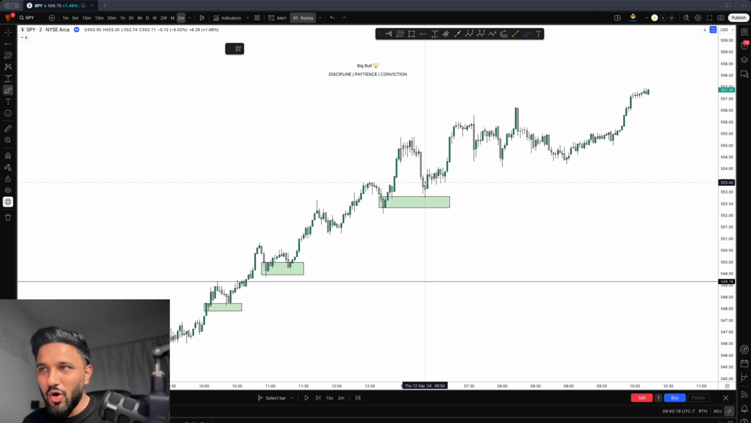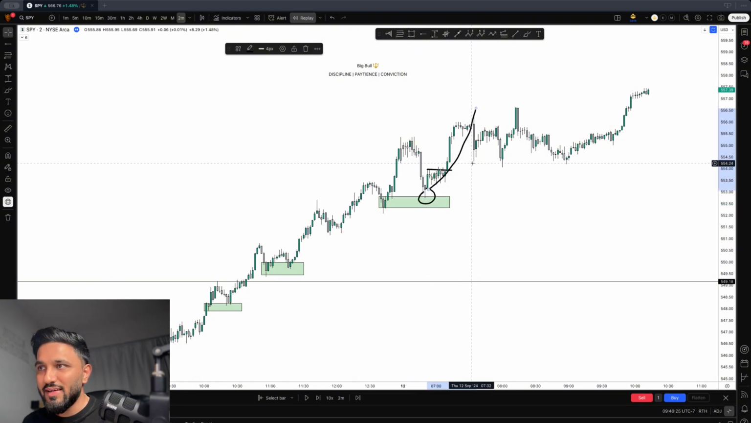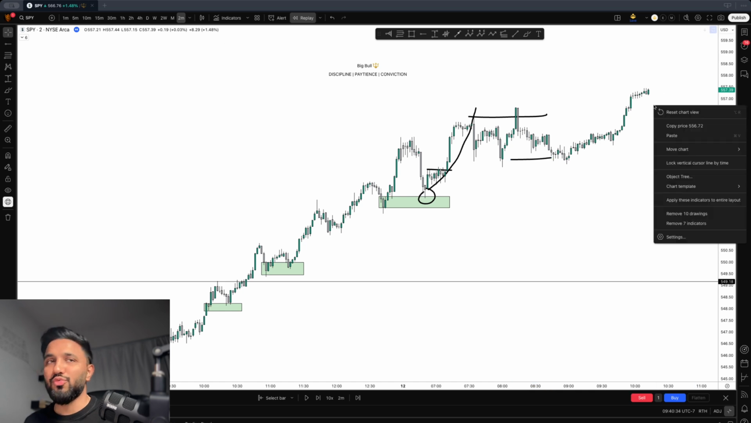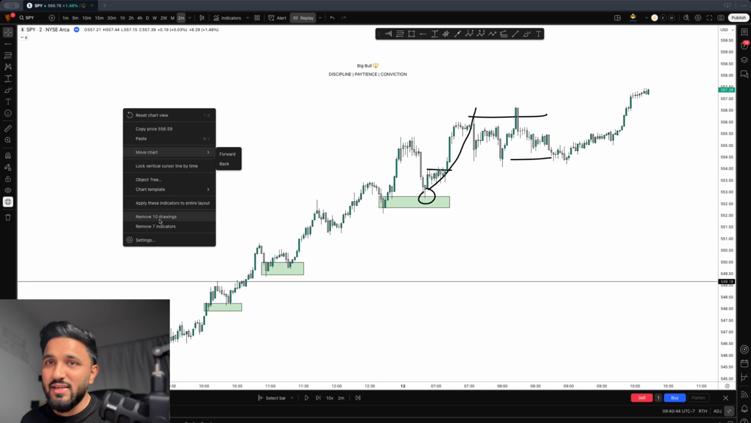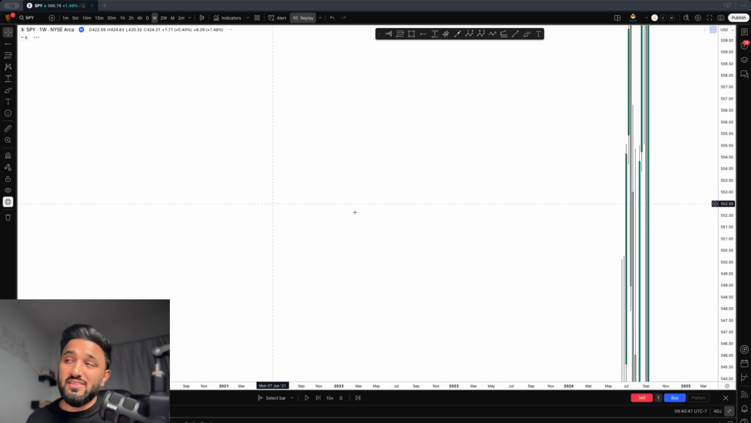Price comes to the liquidity pocket, bounces off it, breaking structure. There goes our stop loss. Boom, new highs. Right here, liquidity sweep closed above, new highs again. Price came back, liquidity sweep, moves higher. Again, guys, that's exactly how the price moves, regardless of the time frame. Doesn't matter if it's 1 minute, 2 minute, 5, 15, daily, weekly, monthly. That's the way the price moves.